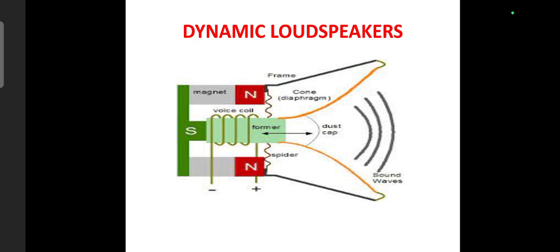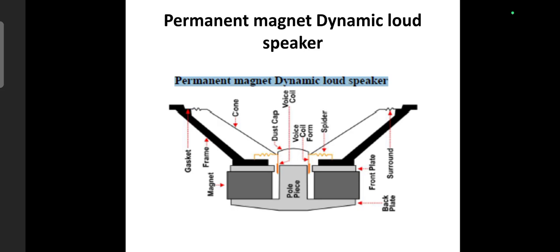The next is the permanent magnet dynamic loudspeaker. In early loudspeakers, electromagnets were used to create the magnetic field. However, modern loudspeakers use powerful magnets made from ferrite or neodymium. Using permanent magnets offers several advantages. They eliminate the need for an external electrical supply to produce the magnetic field, reduce power consumption, simplify construction and improve overall efficiency. Because of these advantages, permanent magnet loudspeakers are now used in almost every modern audio device.